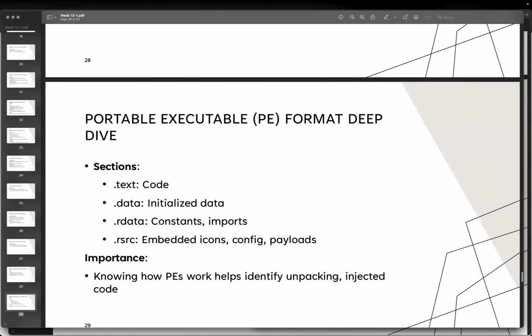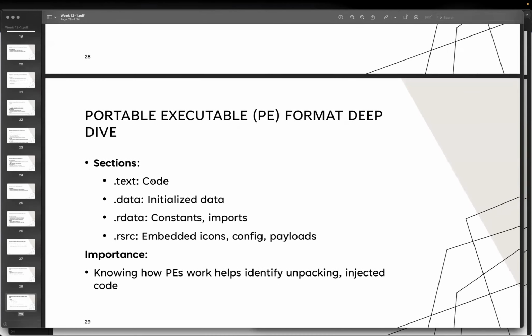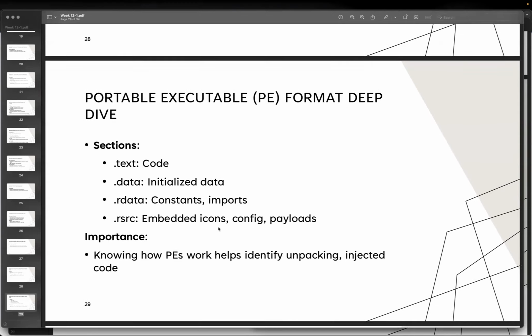And the sections: the .text section will be the code, then .data with the initial data, and .rdata with the constants and imports, which are stored over there. And also .rsrc, which holds embedded icons, config, and payloads. They are all stored over there. So that's why we need to know the PE, because it helps to identify unpacking or injected code.